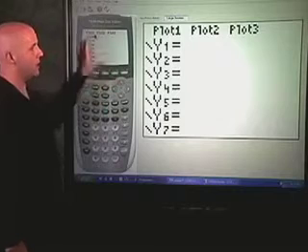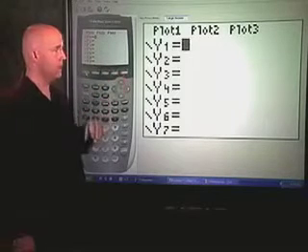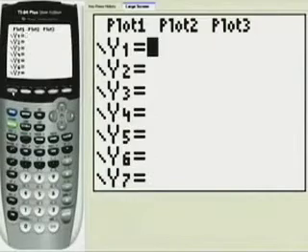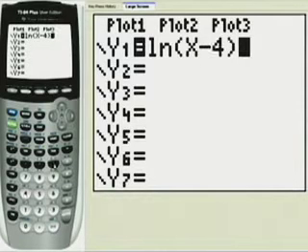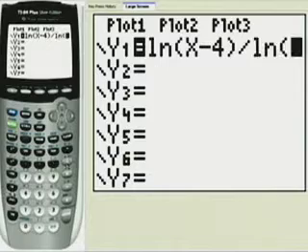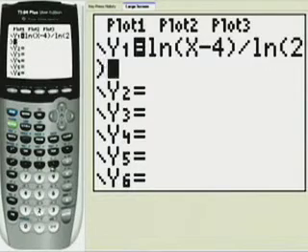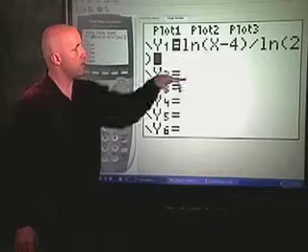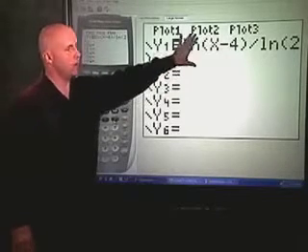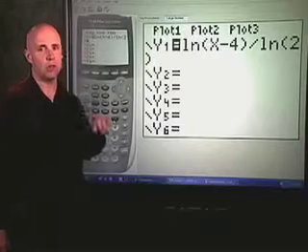When we enter that left side, we need log base 2 of x minus 4 first. We're going to use the natural log, though, in our change of base formula. So we'll do the natural log of x minus 4. And then from the change of base formula, we're going to divide by the natural log of 2. So this expression right now, natural log of x minus 4 divided by the natural log of 2, is an equivalent form for log base 2 of x minus 4.